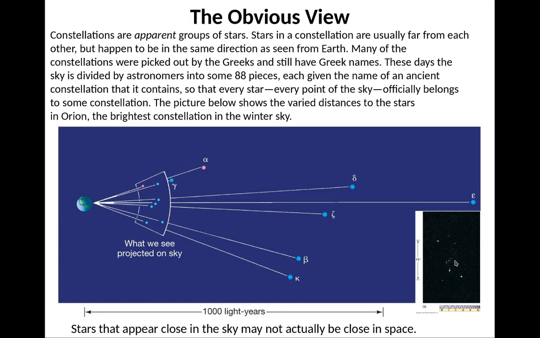Because these patterns are rather distinct, constellations were picked out by the ancient Greeks and given Greek names. Because many of these constellations are up in the sky, roughly speaking, the sky can be divided into the areas where constellations are. So the sky is roughly divided into some 88 pieces, each given the name of the ancient constellation that it contains, so that every point in the sky officially belongs to some constellation. The picture below shows the distances to the stars in Orion, the brightest constellation in the winter sky. You see that these stars are actually quite far away from each other.